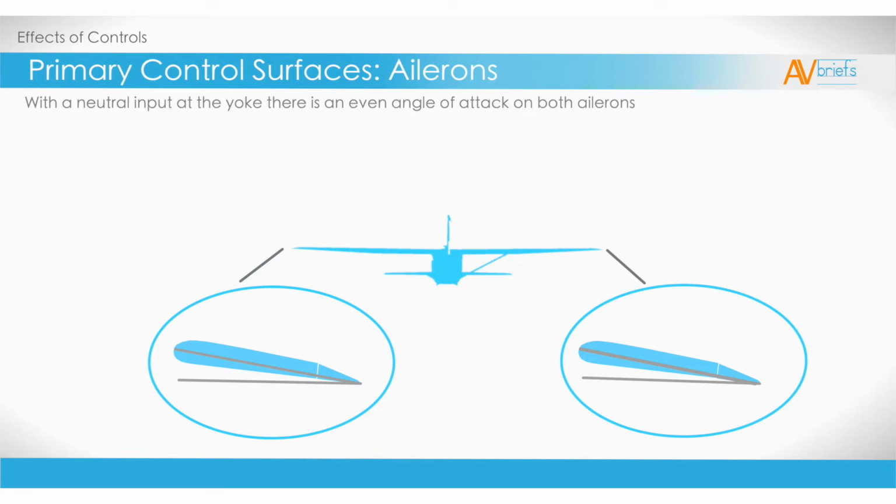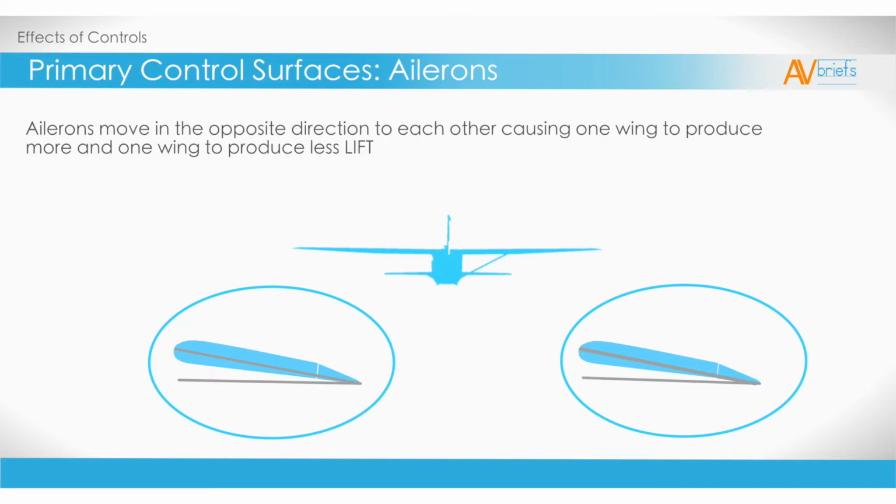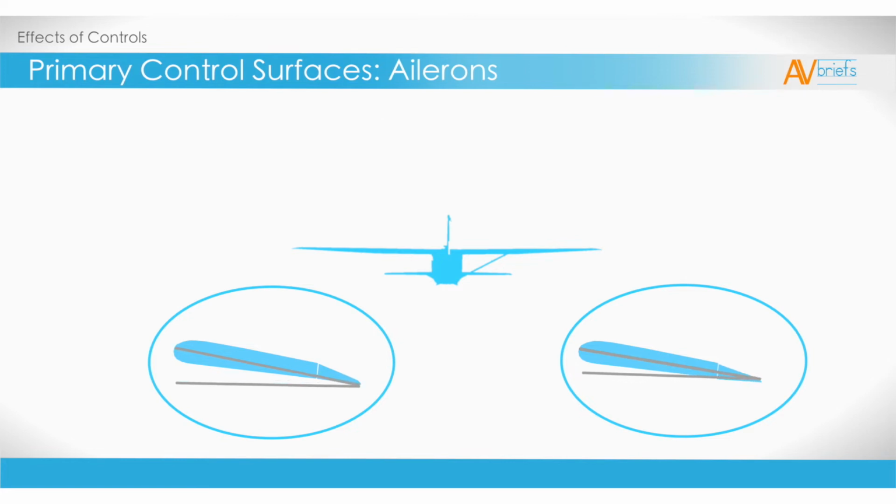With a neutral input at the yoke, there is even angle of attack on both ailerons. In order to turn the airplane, we need to introduce a movement at the yoke to create a movement in the ailerons. Ailerons move in the opposite direction to each other, as you can see in this diagram. This causes one wing to produce more, and one wing to produce less lift.